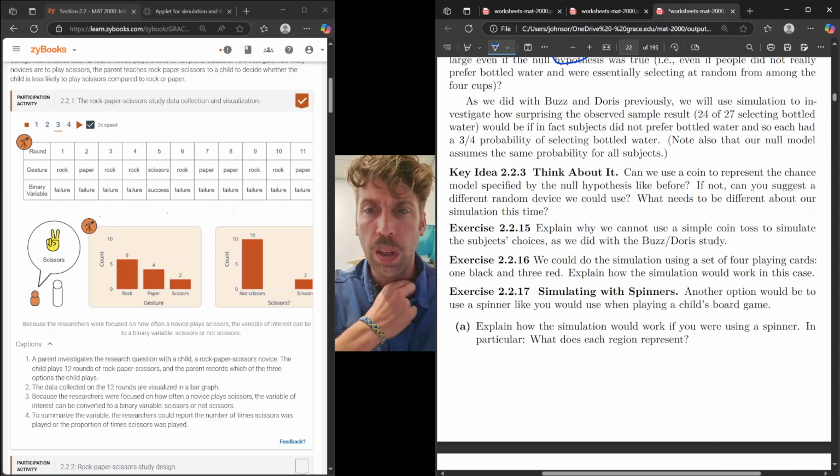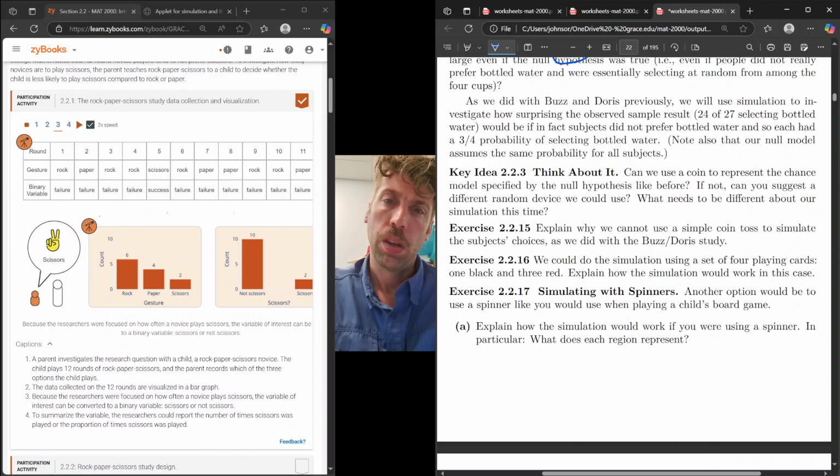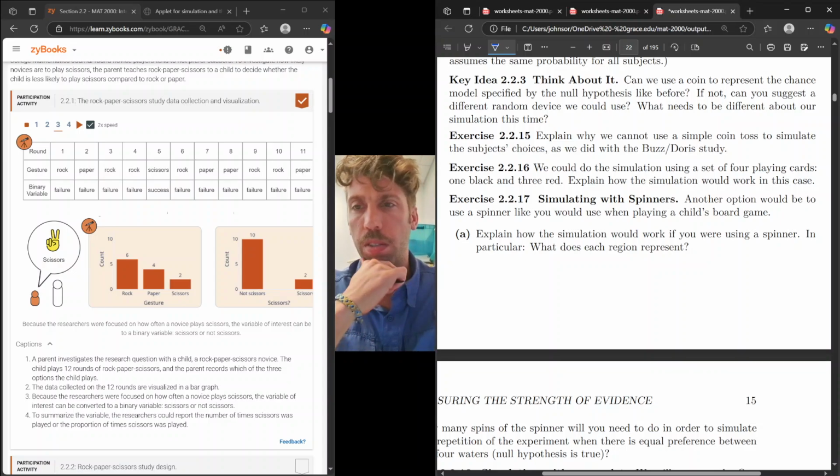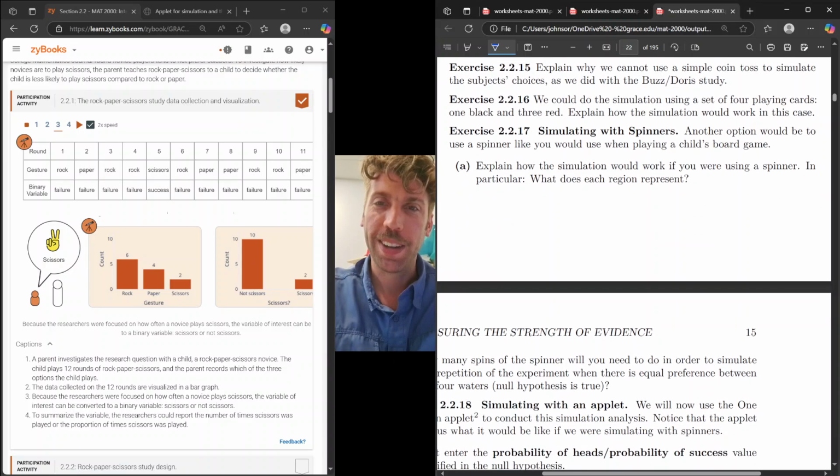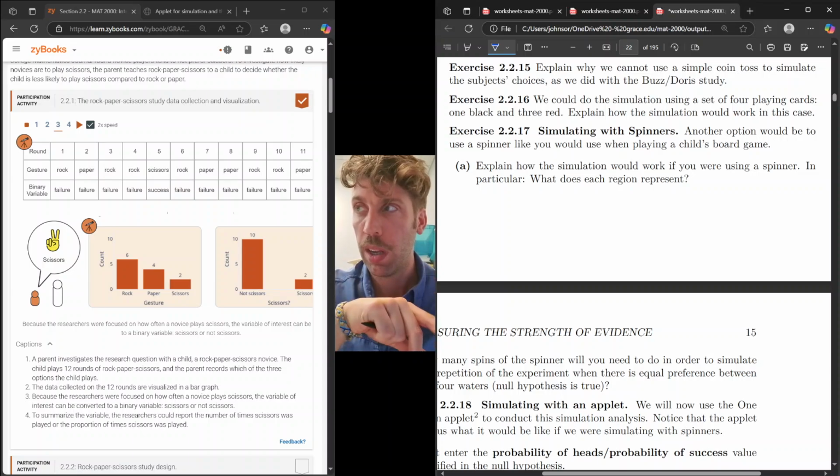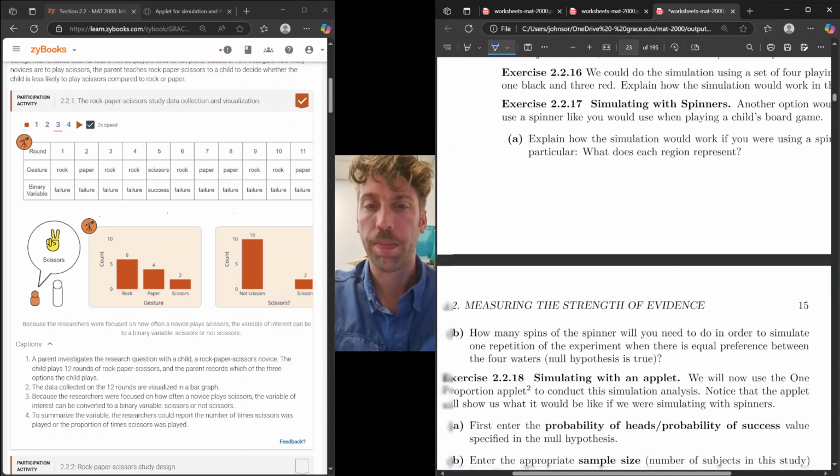Now, another way to do it is with spinners. Another option would be to use a spinner, like you would in playing a child's board game, or even an adult board game, because we can play board games too. Explain how the simulation would work if you were using a spinner. In particular, what does each region represent? Tell me about the spinner, what fractions of the circle you're making, and the smaller one and the bigger one, what do they represent?